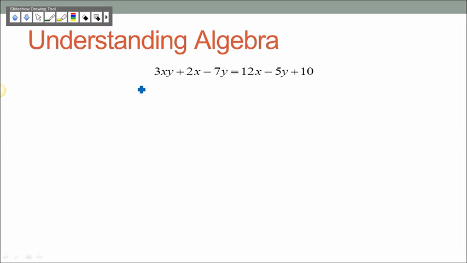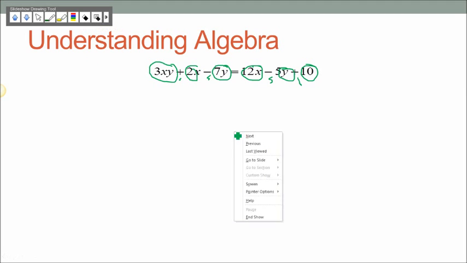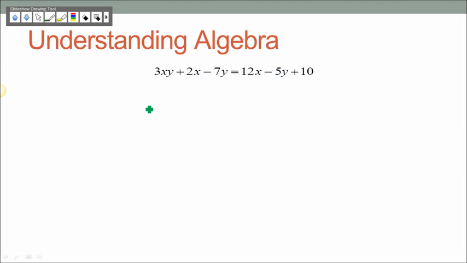Now, if we separate these groups down a little bit more into our individual groups that are on here, the 3xy, the 2x, the 7y, the 12x, etc., this is the next piece of terminology. And in fact, that is called a term. Each of these individual groups, separated by the plus sign and the minus sign here and here, each of these groups are called terms.